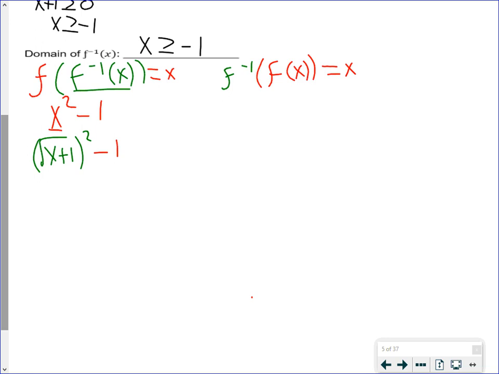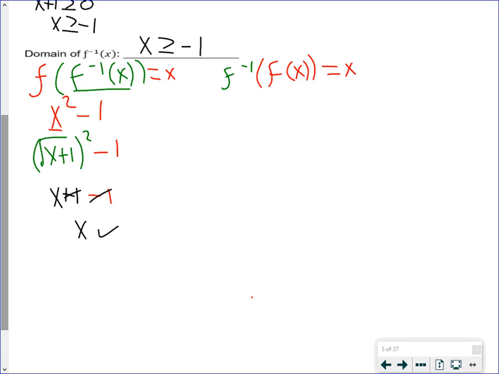The square root of x plus 1 all squared gives us x plus 1. The square root and the square cancel out. We have x plus 1 minus 1. X plus 1 minus 1, these cancel out to leave us with x, which is exactly what we wanted.